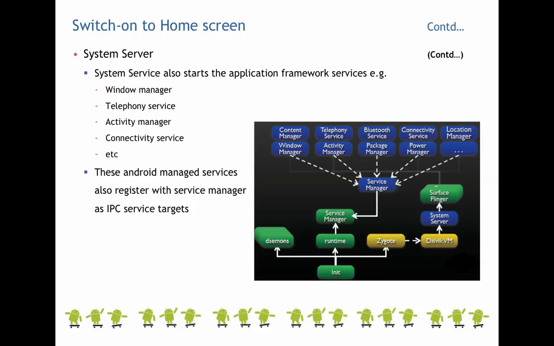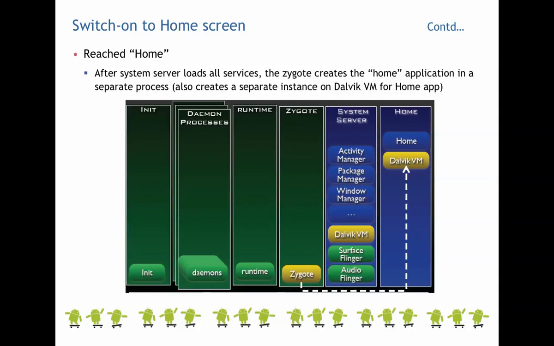and all the framework components are started. Init process, all your hardware related daemons are running, your runtime is running, your Zygote is ready. All your framework components are running and all your core libraries are running. When everything is running, the next step is to launch your home screen application.